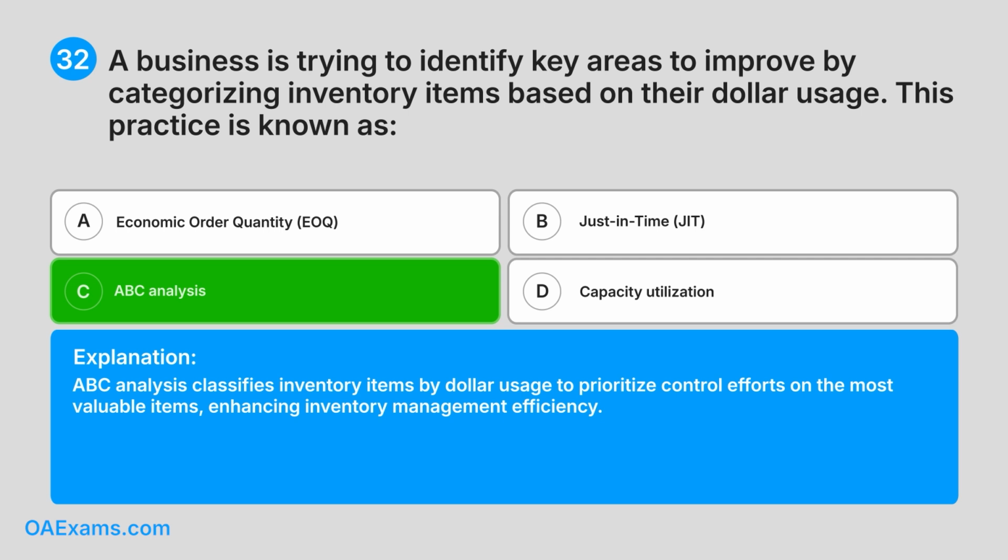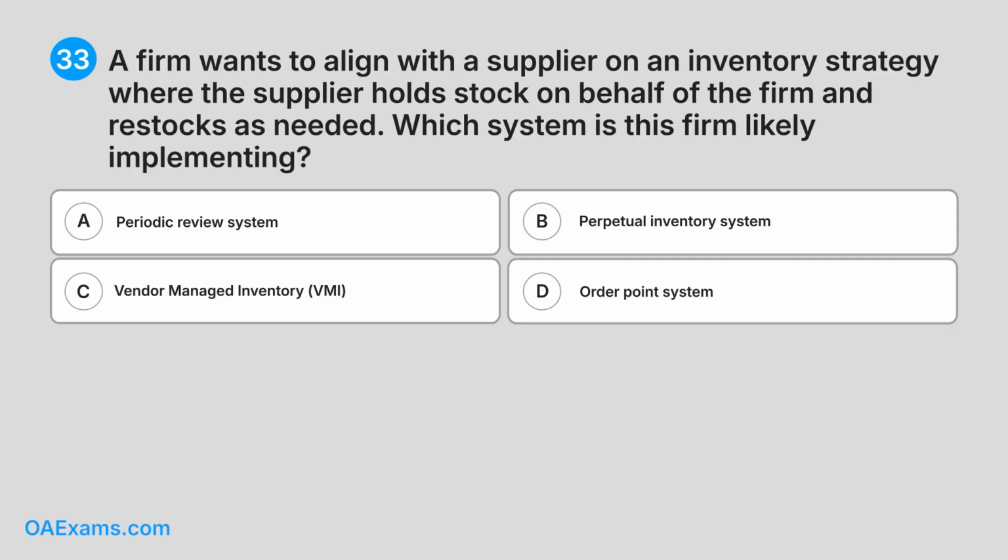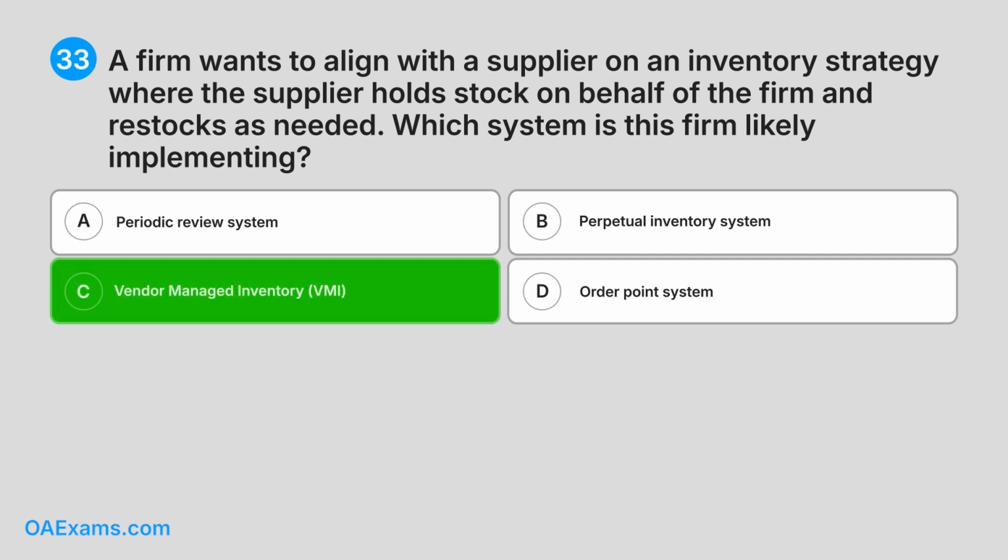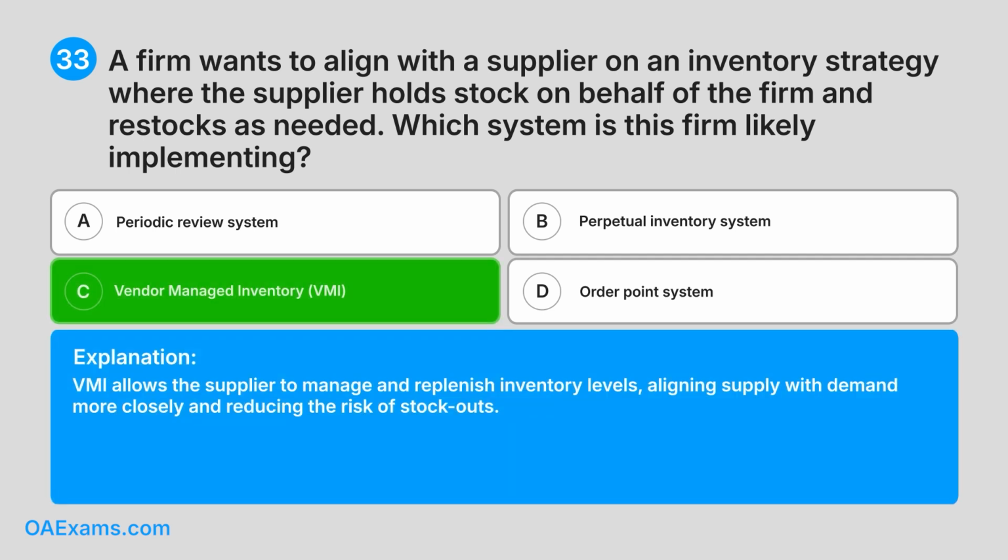33. A firm wants to align with a supplier on an inventory strategy where the supplier holds stock on behalf of the firm and restocks as needed. Which system is this firm likely implementing? A. Periodic review system, B. Perpetual inventory system, C. Vendor managed inventory, D. Order point system. Can you guess the answer? Correct answer, C. Vendor managed inventory, VMI. Explanation. VMI allows the supplier to manage and replenish inventory levels, aligning supply with demand more closely and reducing the risk of stockouts.